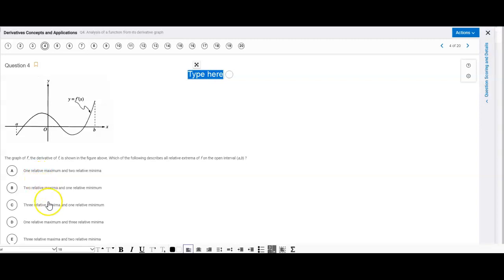Reading the question, you can see basically they just want to know how many relative maxes and how many relative mins there are. We have a graph of f prime. Now, f has a relative max when f prime goes from positive to negative, right? Or in other words, since we're looking at a graph of f prime, from above the x-axis to below the x-axis.